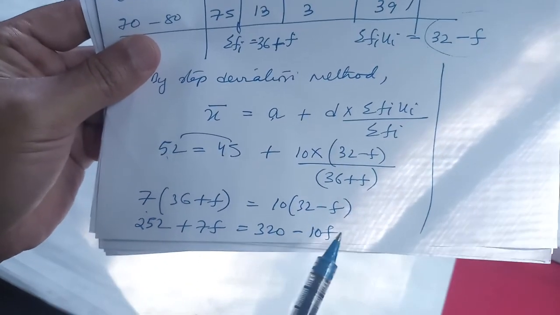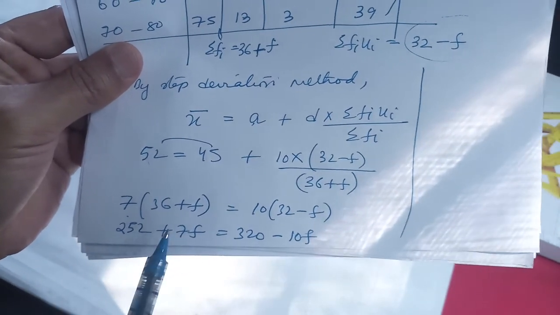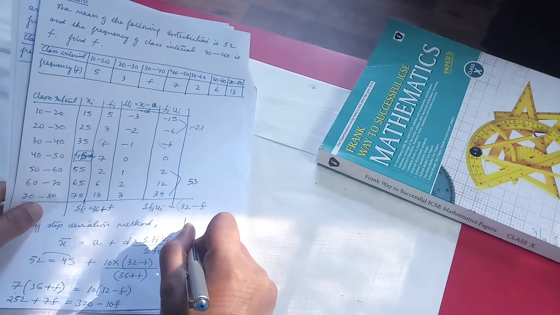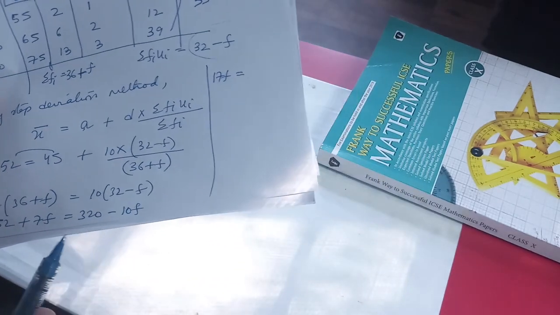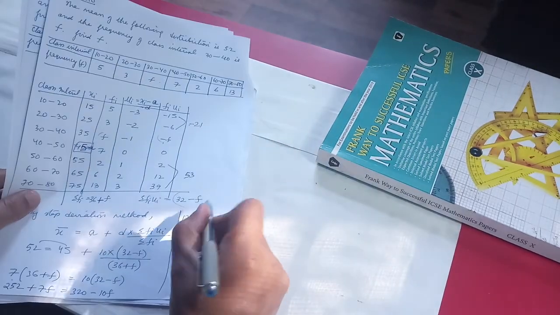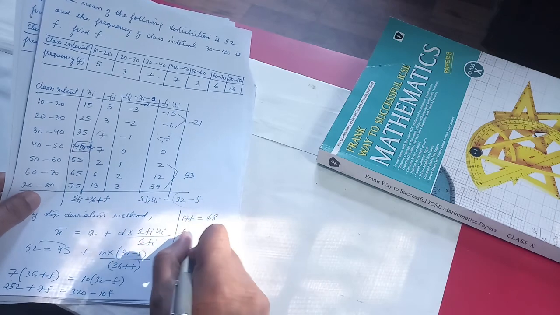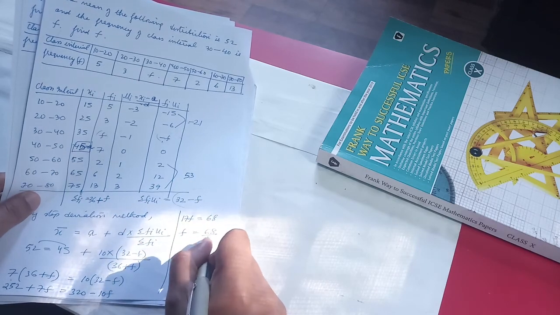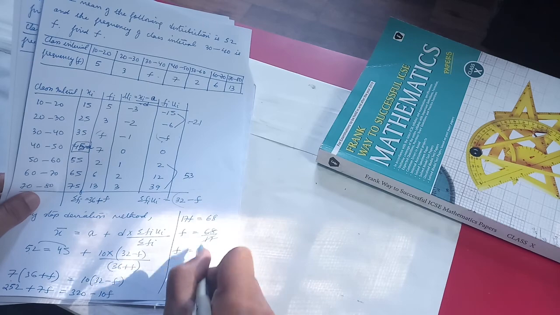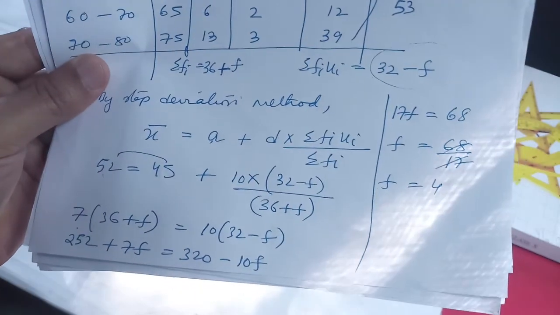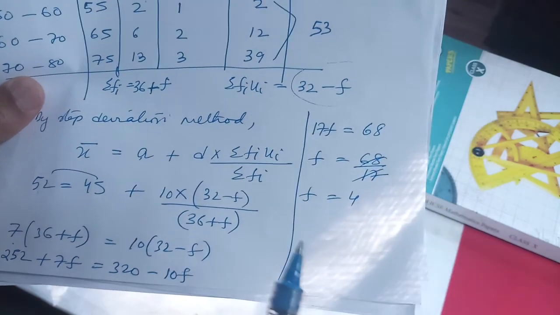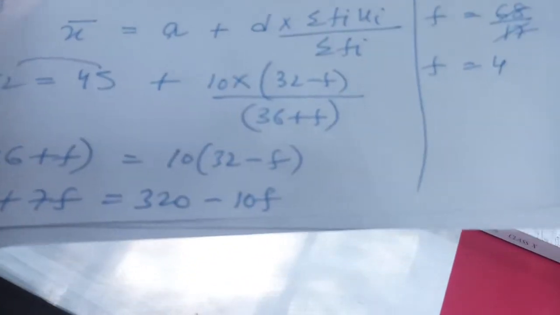Minus 10f will go here and become plus 10f, so 7 plus 10 will be 17f. 252 will go to the other side and subtract, so 320 minus 252 is 68. Then f will be 68 by 17. 17 fours are 68. So what is the missing frequency? The missing frequency here is 4.